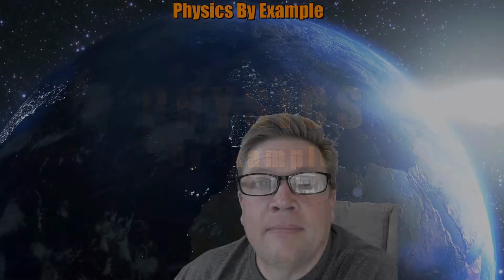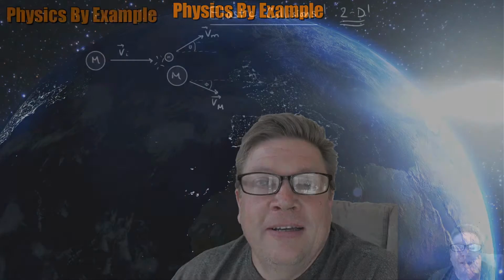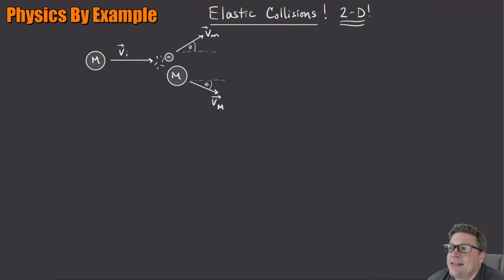Hey, let's try an elastic collision in two dimensions instead of just the one that we had done last time. So here I've got a large mass headed in with a speed of VI. We'll call that the X direction. And it hits a small mass, and then the two go off in different directions.